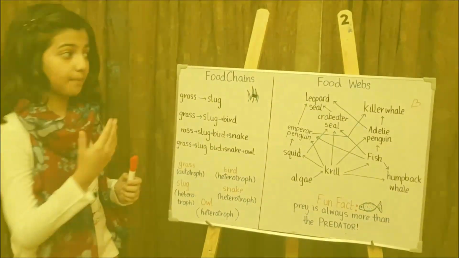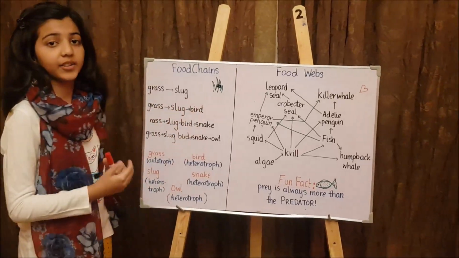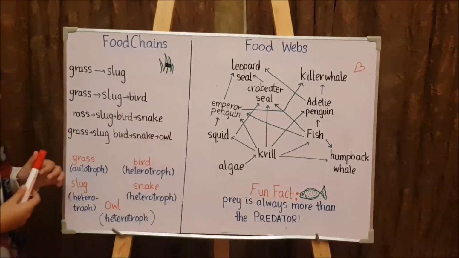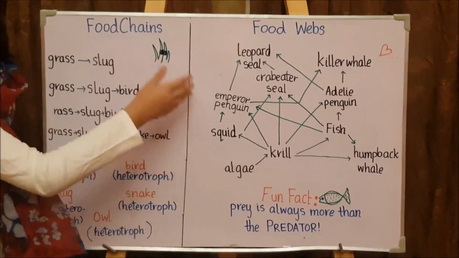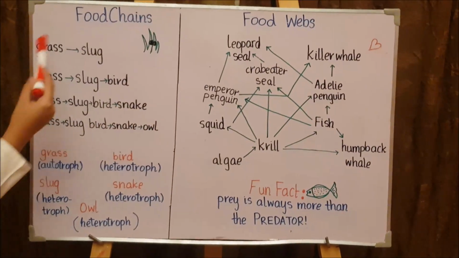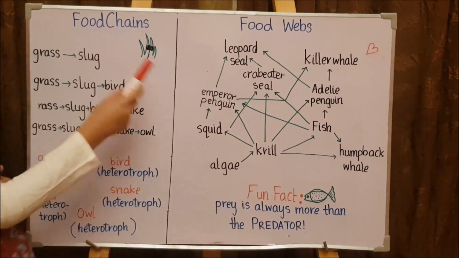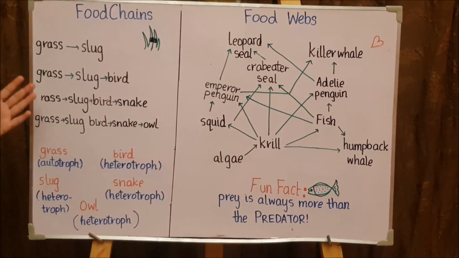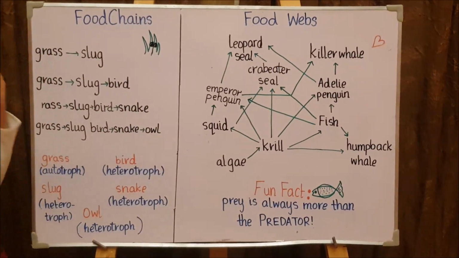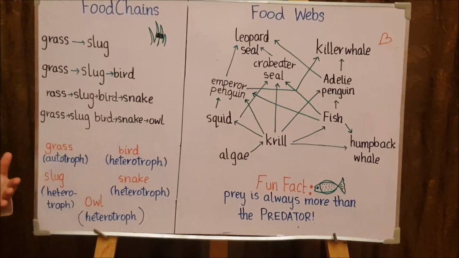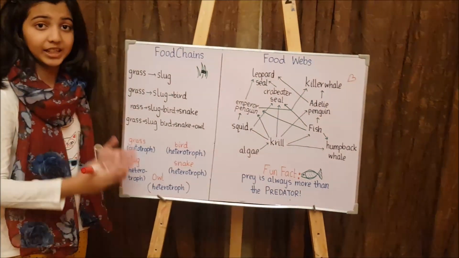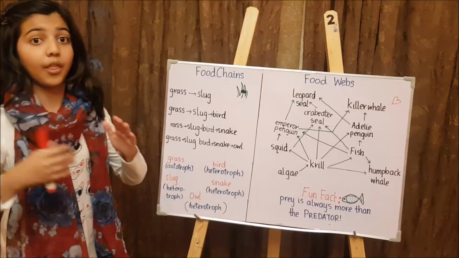Now you can see that my board is divided into two parts, food chains and food webs. The food web might look a little bit complicated, but when we understand food chains thoroughly, it will be very easy for you to understand what a food web is. So first of all, let's discuss what a food chain is. A food chain is a diagram that actually shows the transfer of energy through one living organism to another.